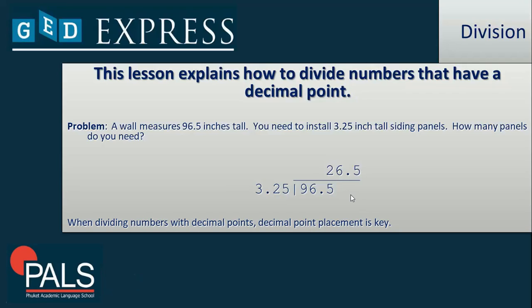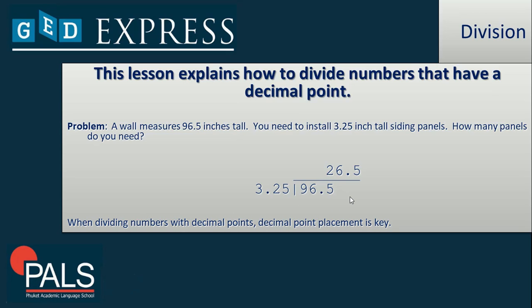So in division, we have here a sample problem. For example, a wall measures 96.5 inches tall, and you need to install 3.25-inch tall sliding panels. How many panels do you need? Suppose we have 96.5 and we divide that by 3.25. In this case, we need to move the points over here. The same is true with this one. So you will get 26.5.